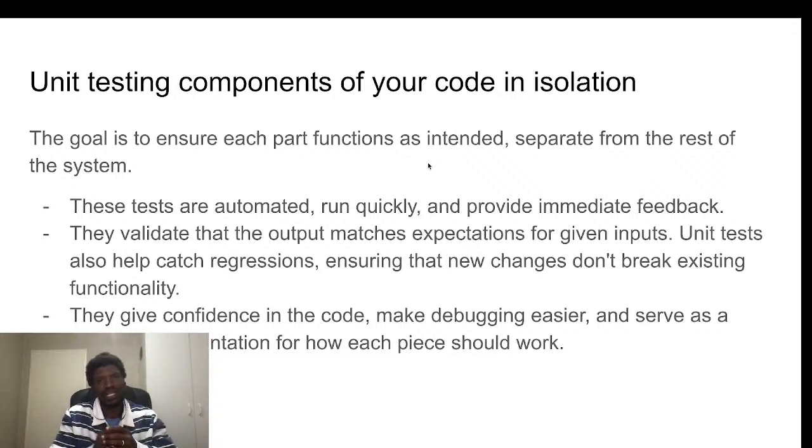Okay, so unit tests are automated. They run quickly and they provide immediate feedback. They validate that output matches expectations for given inputs, and they help us catch regressions. They help us make sure we don't go backwards, and they ensure that if we have a new change or a new feature, this new change or feature does not break what we have already. Okay. They give confidence in the code, making debugging easier and serve as a major form of documentation.